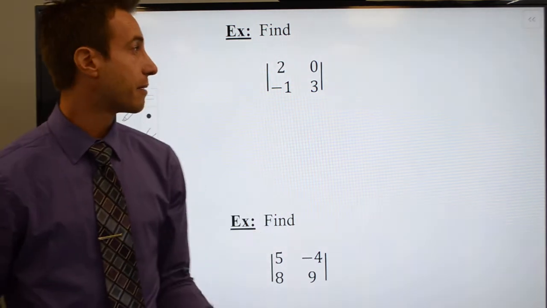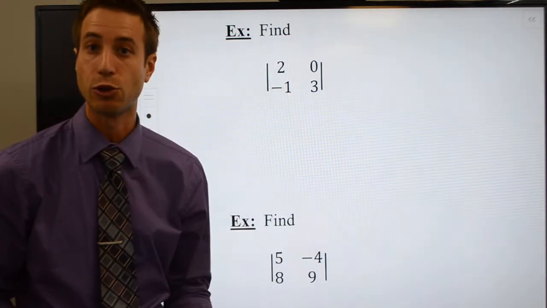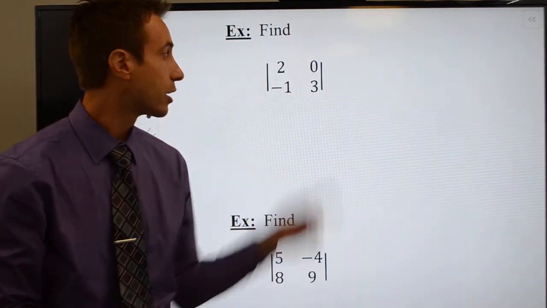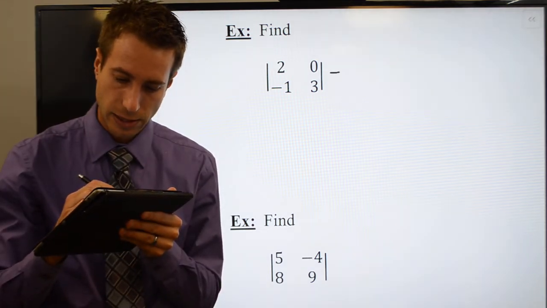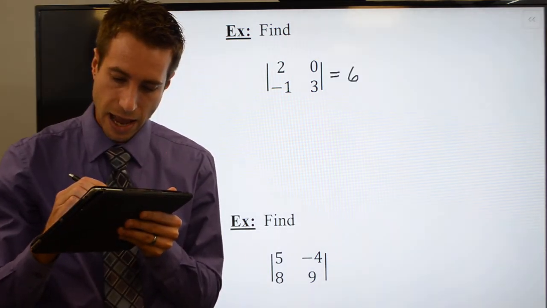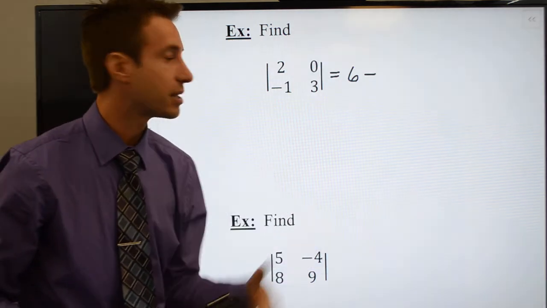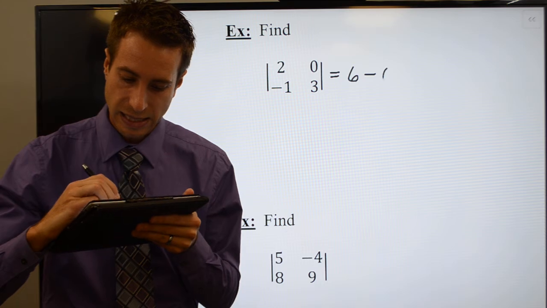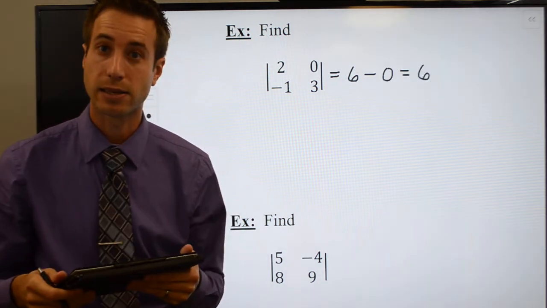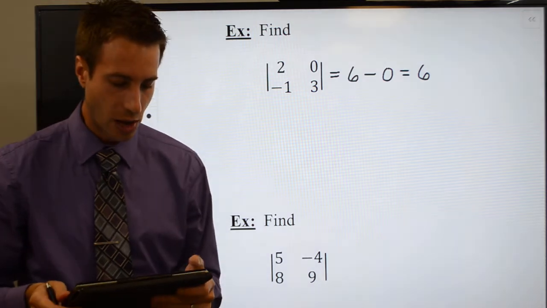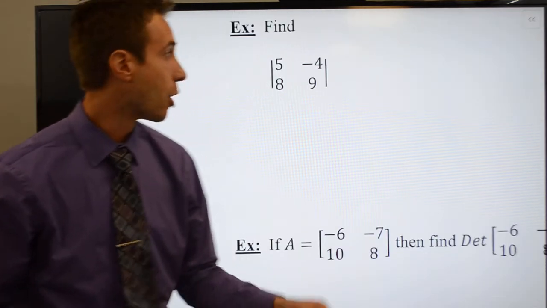Remember now the way it works, I'm finding the determinant, because it looks like absolute value signs, of a 2 by 2 matrix. Major diagonal, 2 times 3 is going to be 6. So this is equal to 6. And then I'm going to subtract my minor diagonal, 0 times a negative 1, which would be 0. 6 minus 0 is 6. It's just that simple. I got a couple more for us here. Let's run right down through these and see how they go.